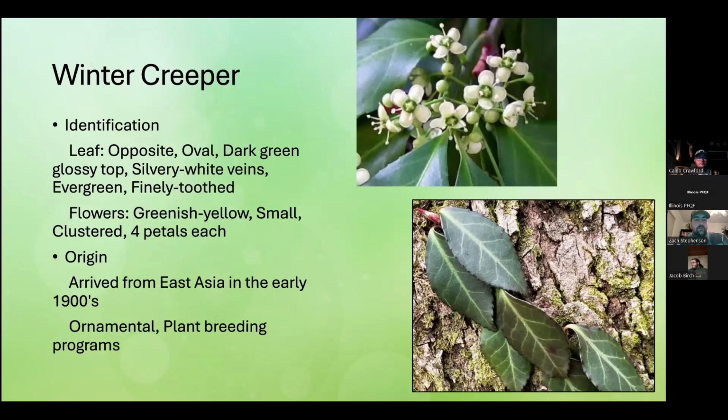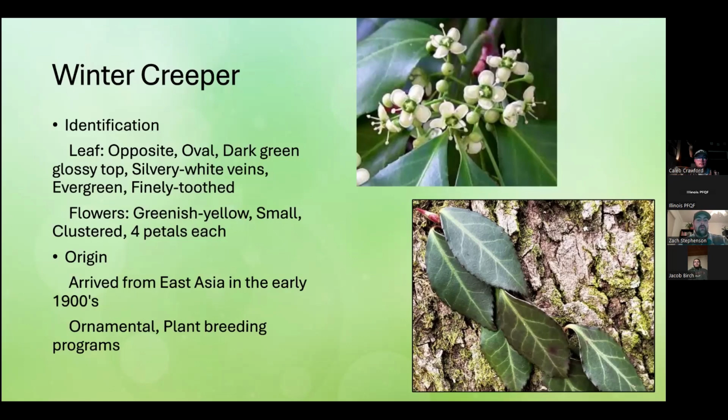Last one here is a winter creeper. Winter creeper is identified with opposite leaves, oval, dark green, glossy top. Silvery white veins go through it. So in that picture, you can kind of see it really stands out with those silvery white veins. It's an evergreen and it's finely toothed. You can kind of see the serrated edges on the end of it. So that's another sign to see what it is.